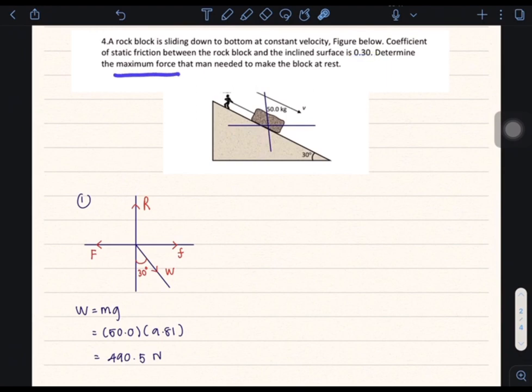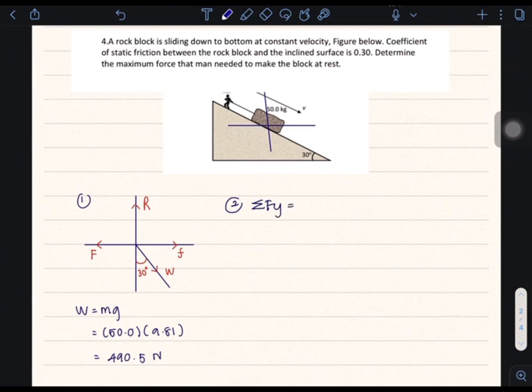So for question number 4, given that the coefficient of static friction value is 0.30, we want to determine the maximum force that this man needed to make the block at rest. The first step is to draw the free body diagram. And then we calculate the weight value as usual. We will get the value is 490.5 Newton. The third step is to calculate the x and y components.